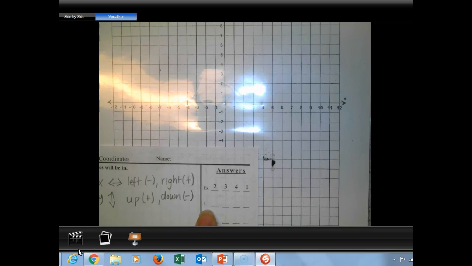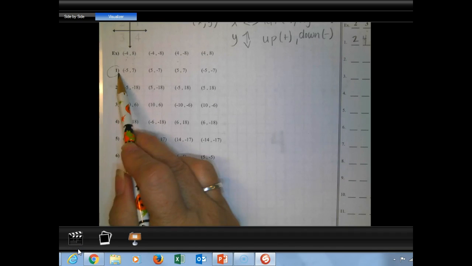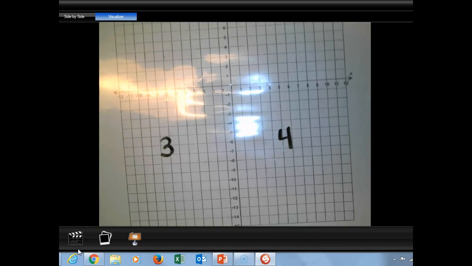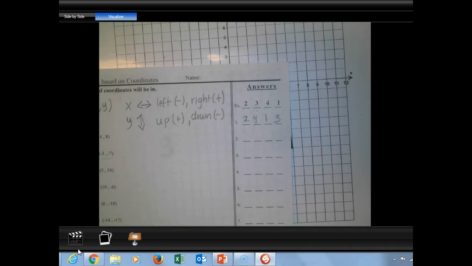I want you guys to do number 1, and then we're going to check it. I'll give you a couple minutes to do number 1, and then we'll check it together. All right, let's check it. For problem number 1, we have all these ordered pairs. If you used your graph correctly and all those skills that we've learned, you should have these as your answers.